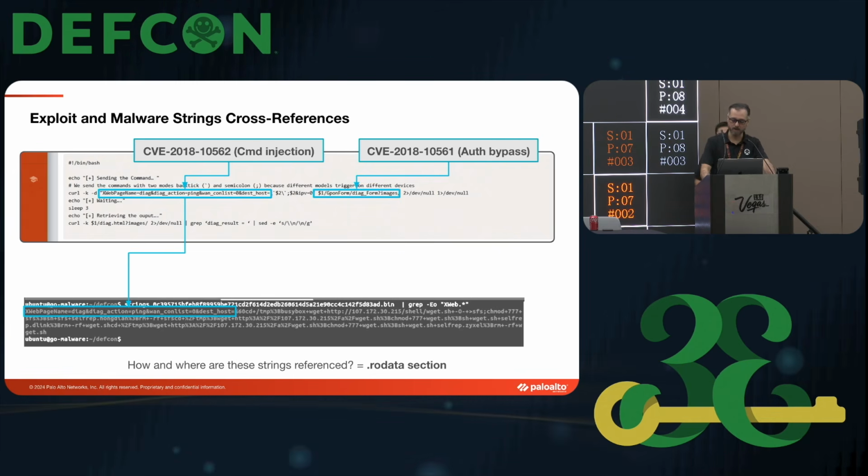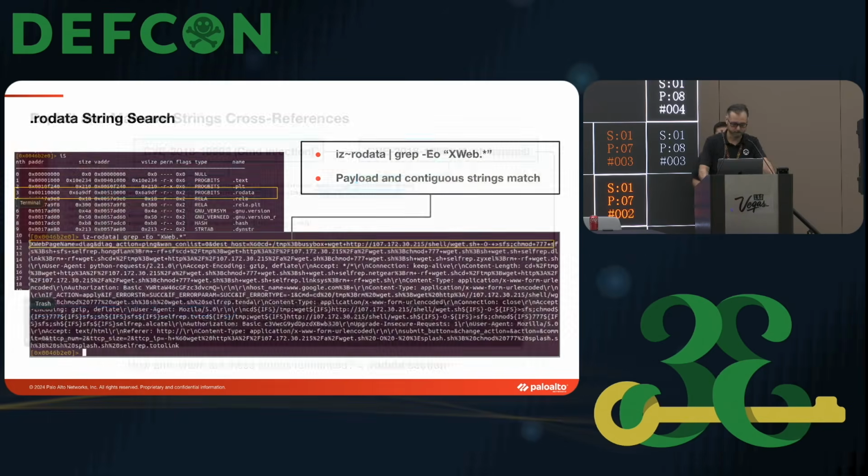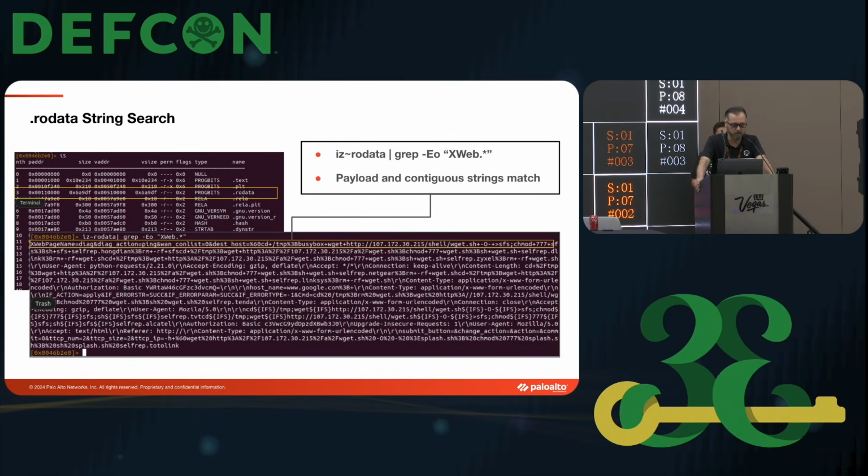So how and where are these strings referenced? We can infer that everything is probably coming from the raw data section. By using R2, there are different commands that you can use to display additional information. In this case, we use iz raw data in order to dump the section and then look for the same string. We pretty much get the same kind of information, right?